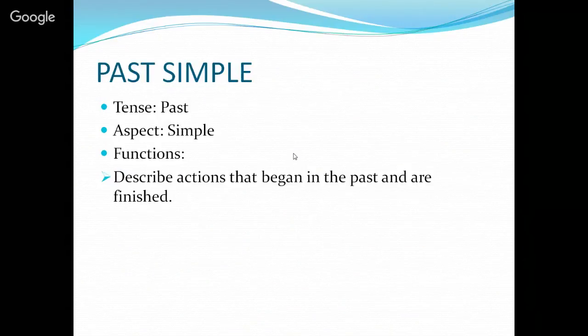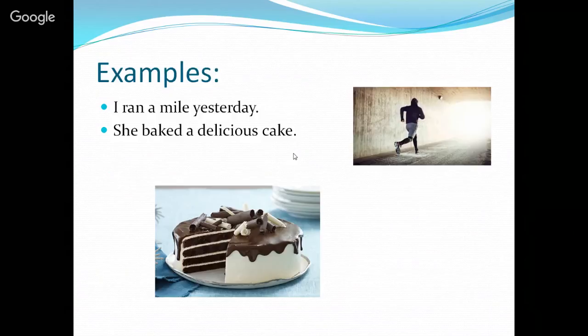The past simple. Our tense is past, and the aspect is simple. Functions: we can describe actions that began in the past and are finished. So we refer to actions that are no longer in the present. Some examples are, I ran a mile yesterday. So the action is finished because yesterday can't return again. She baked a delicious cake. That means that the cake is gone now, because this is a past action.